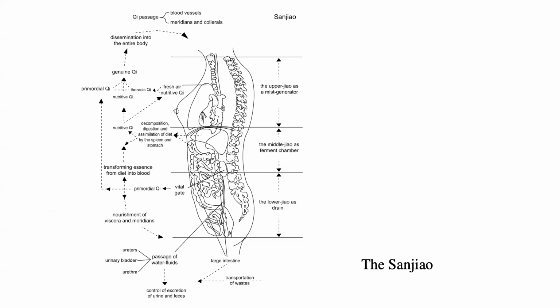So here we could actually see the diagram of the sanjiao. It serves as a qi passage for the blood. These are the blood vessels and the meridians and collaterals. And as you can see, this serves as a conveyor of the body fluids and the yin qi. So, passage of water fluids. This has a lot to do with the ureters, the urinary bladder, and the urethra, control of excretion of the urine and feces. So for the large intestine, the sanjiao plays a role in the transportation of wastes.